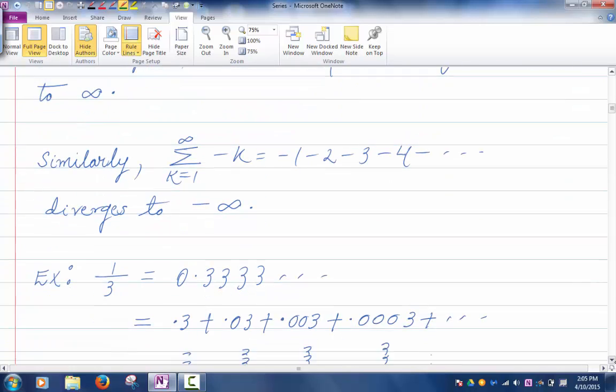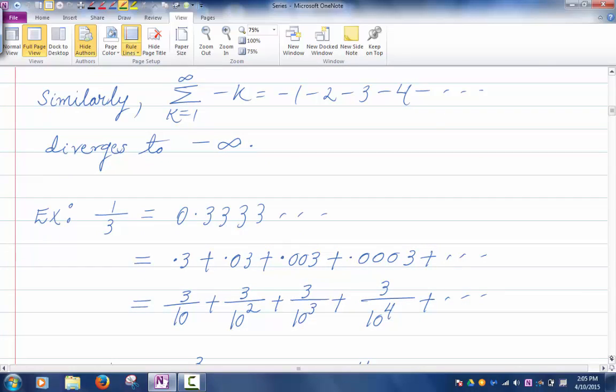Similarly, if I look at the sum k going from 1 to infinity of minus k, the series is negative 1, negative 2, negative 3, negative 4, dot dot dot, and this time the series diverges to negative infinity. So once again, the sum of this series doesn't make sense. So this is a divergent series.